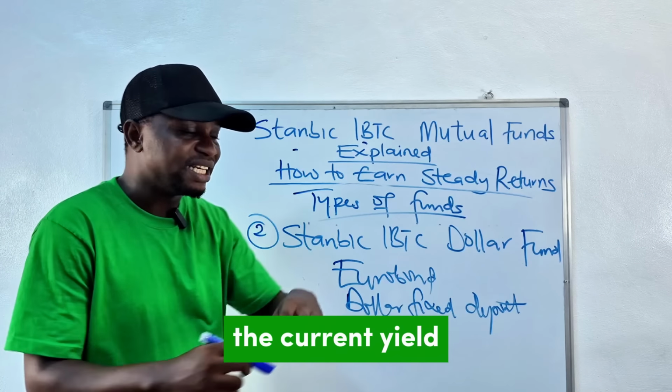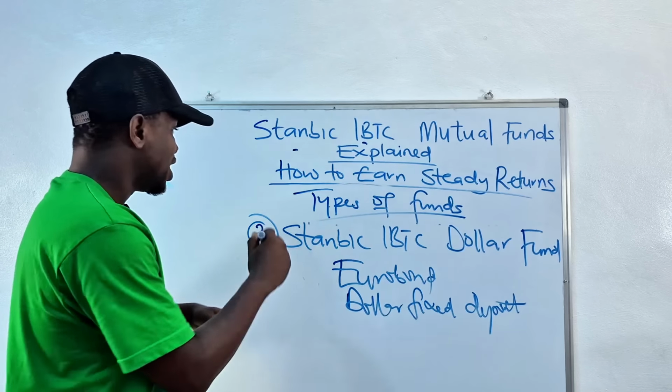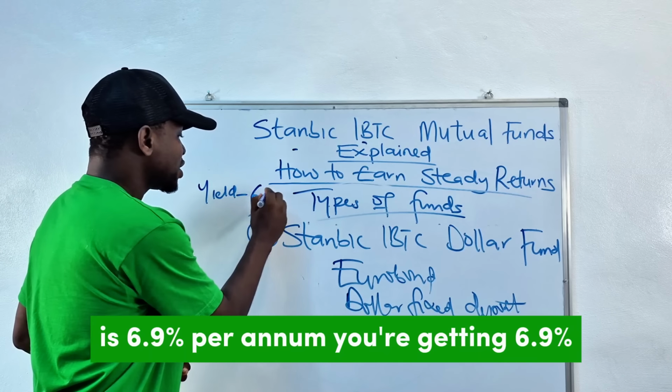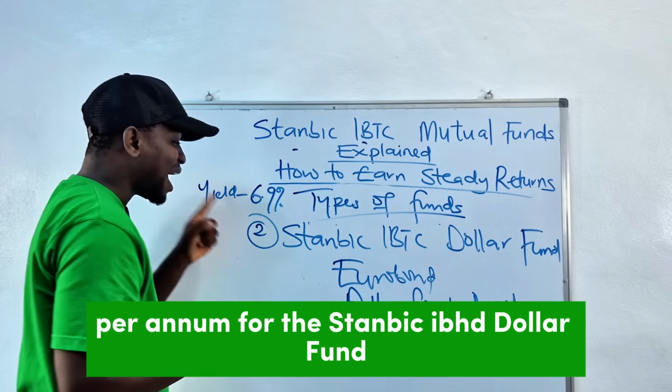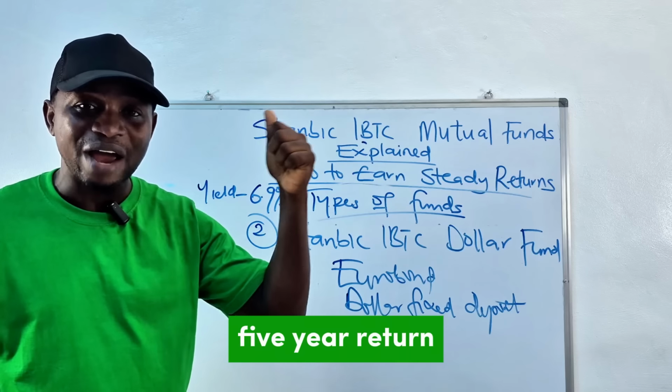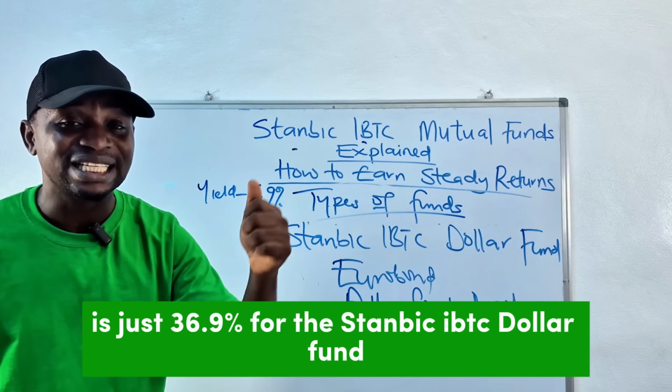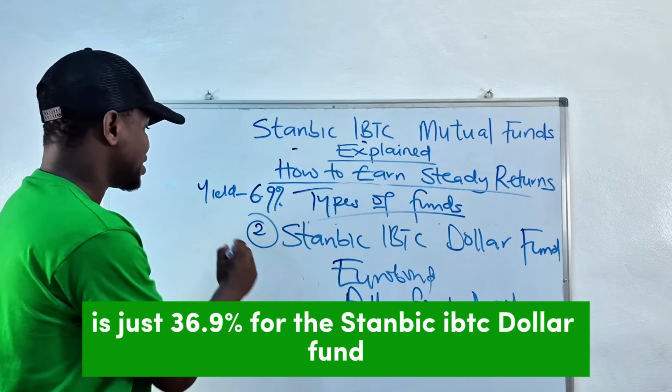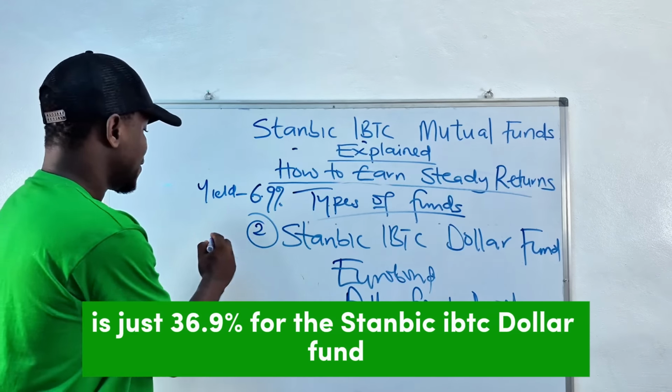The current yield you can get on this one is 6.9% per annum. You are getting 6.9% per annum for the Stanbic IBTC Dollar Fund. And the 5-year return is just 36.9%. The currency here is US dollar, USD.